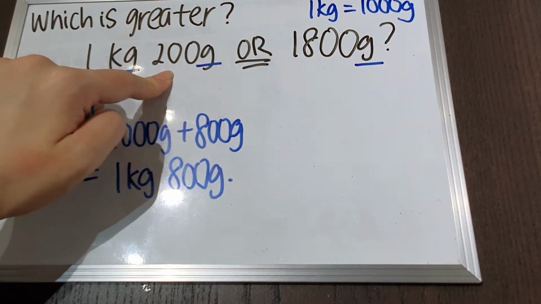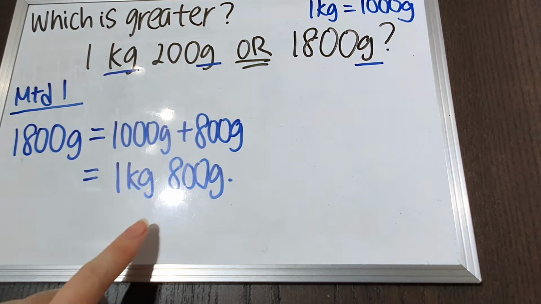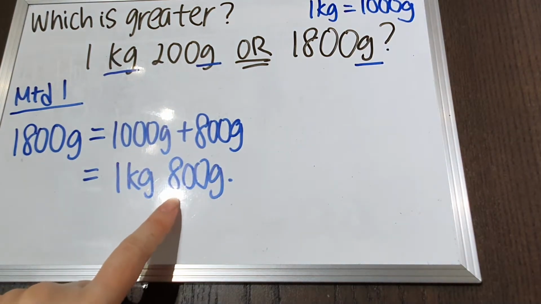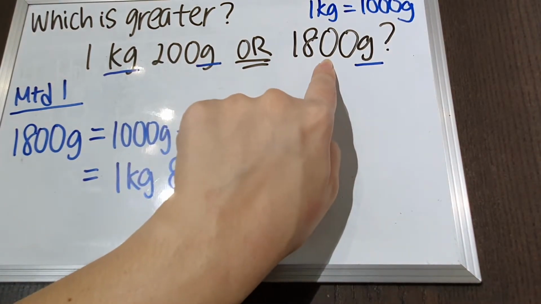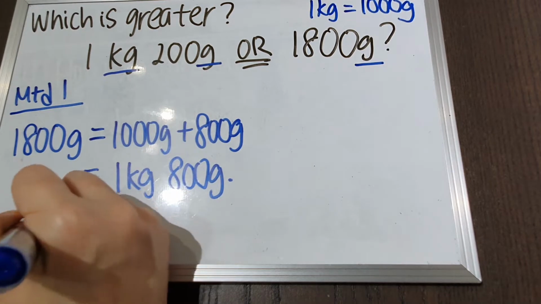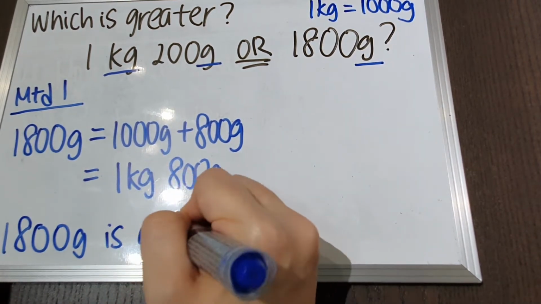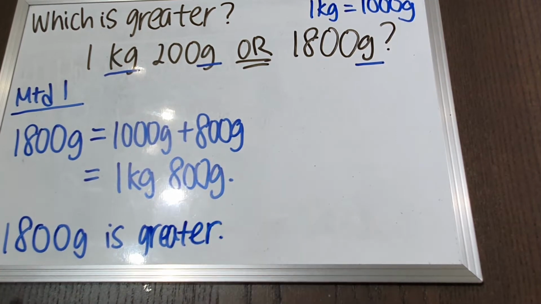But remember the option here I gave you was 1800 gram. So even though you converted to compare and see which is greater, when you answer the question, please stick back to the original option given to you. So we can say that 1800 gram is greater. Okay, so this is the first method.